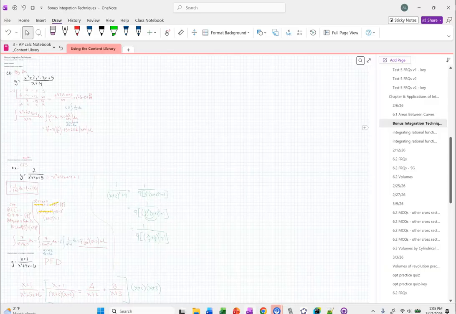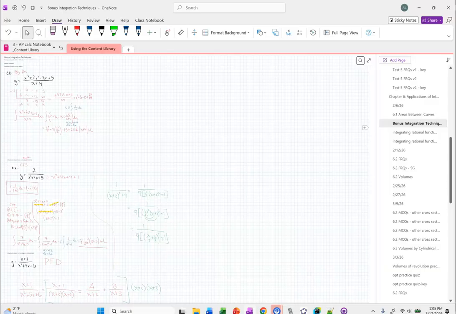The 4 volume problems, we've calculated volume 4 different ways. Disk, washer, shell, and then other cross-sectional area. There are 4 volume problems on the test. What are you going to expect to see? Probably one of each type, right?